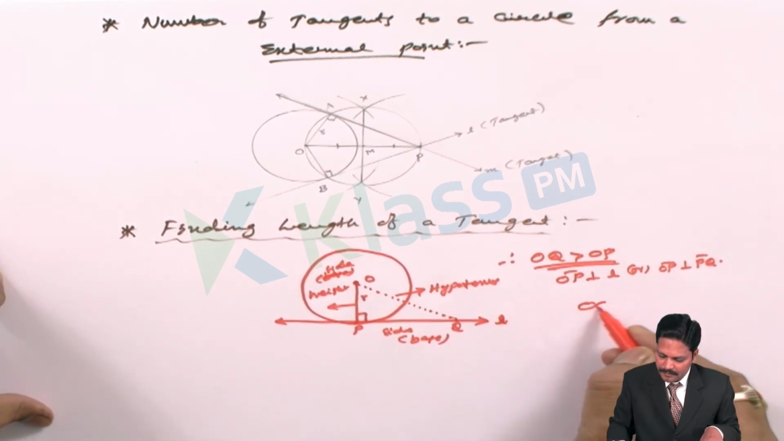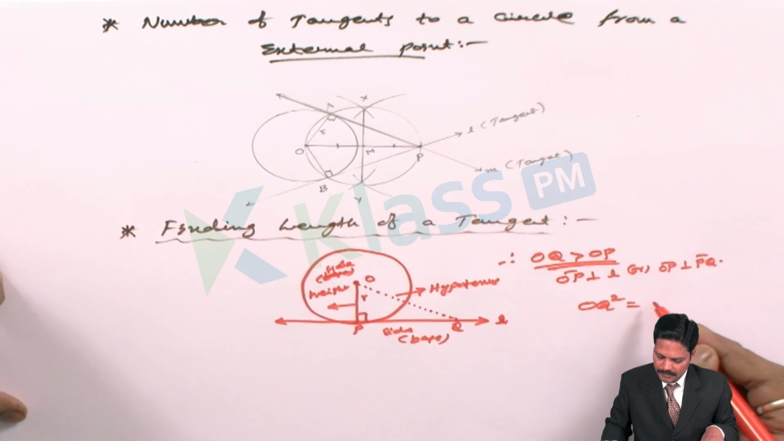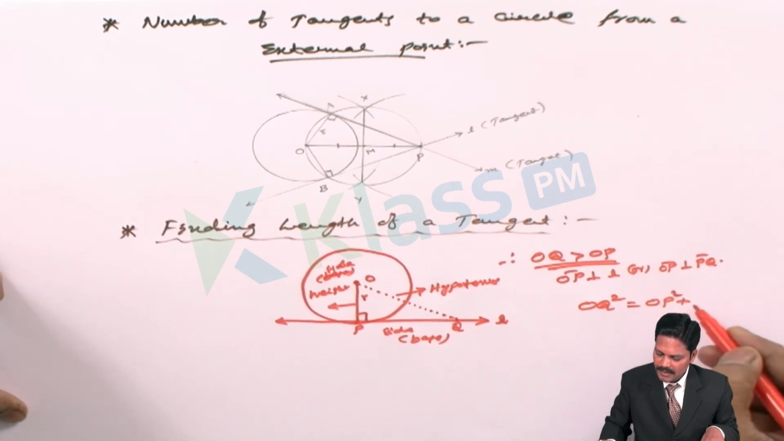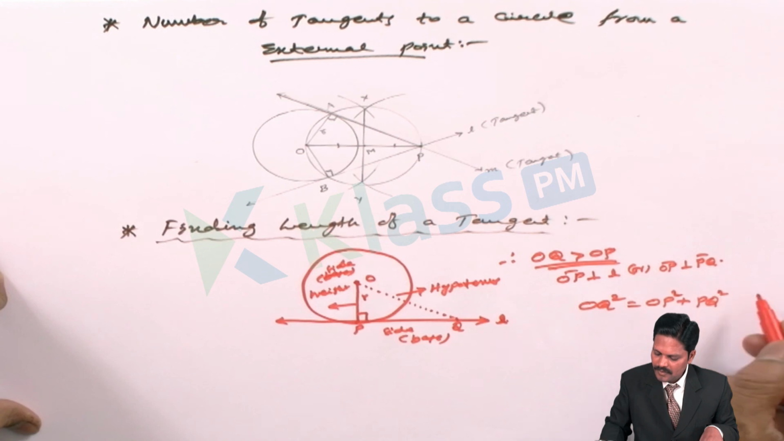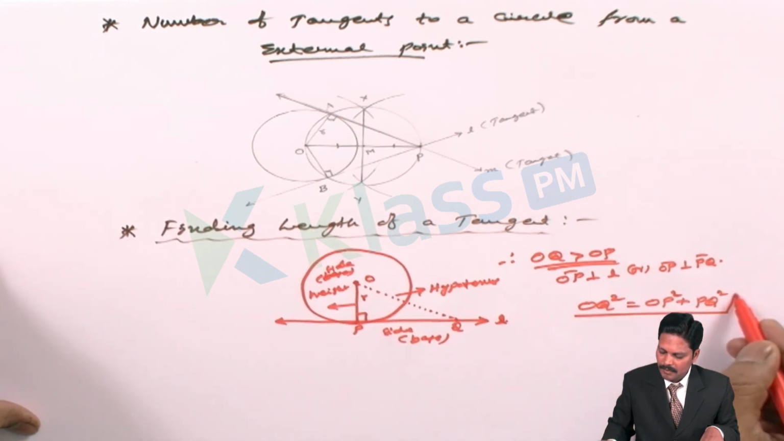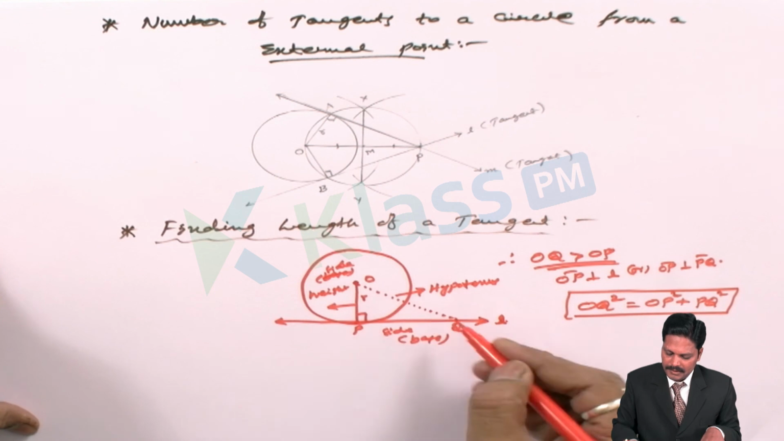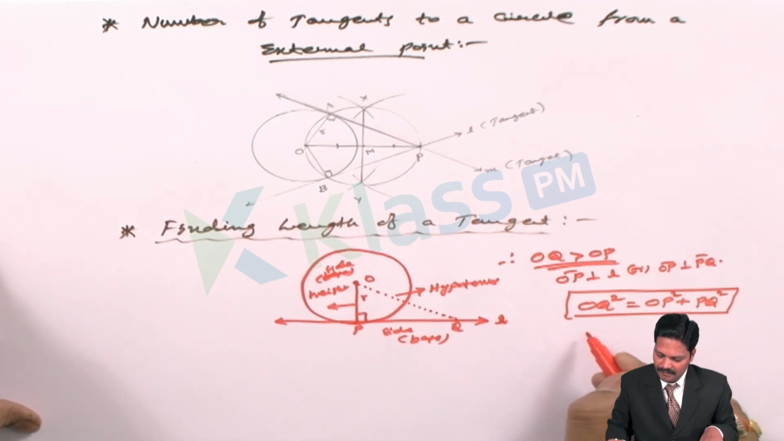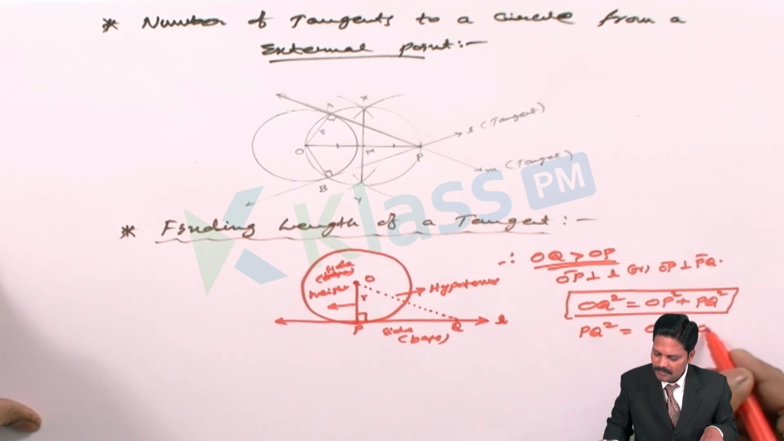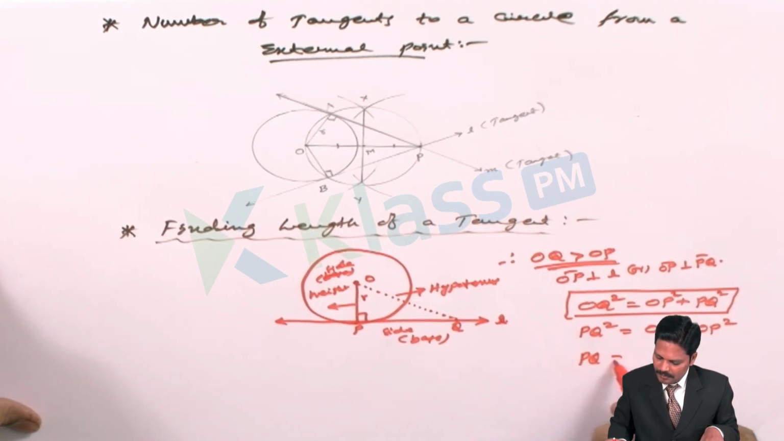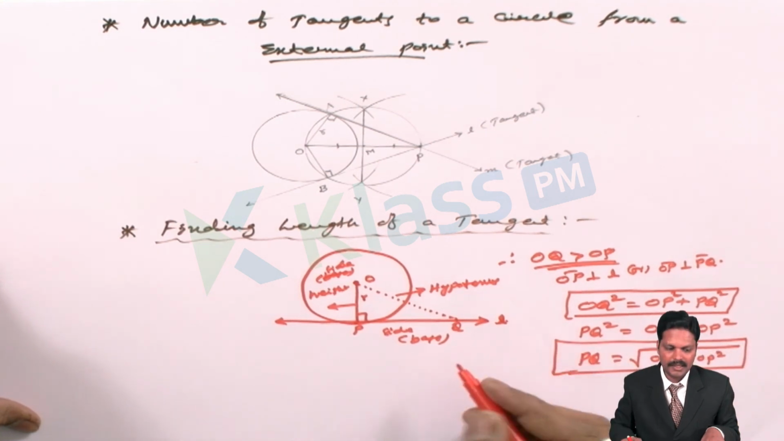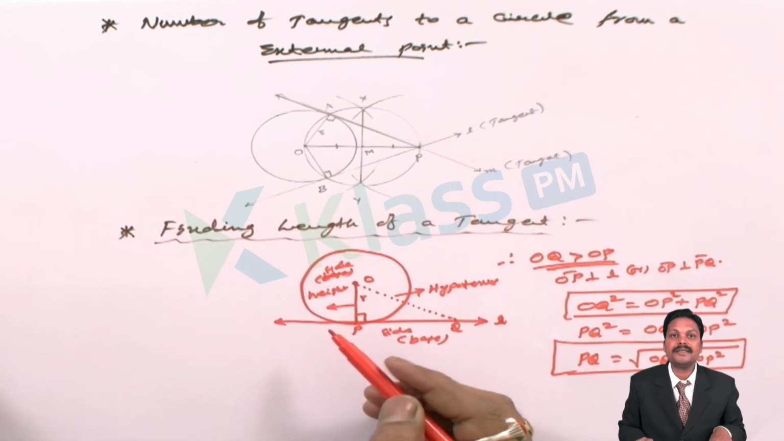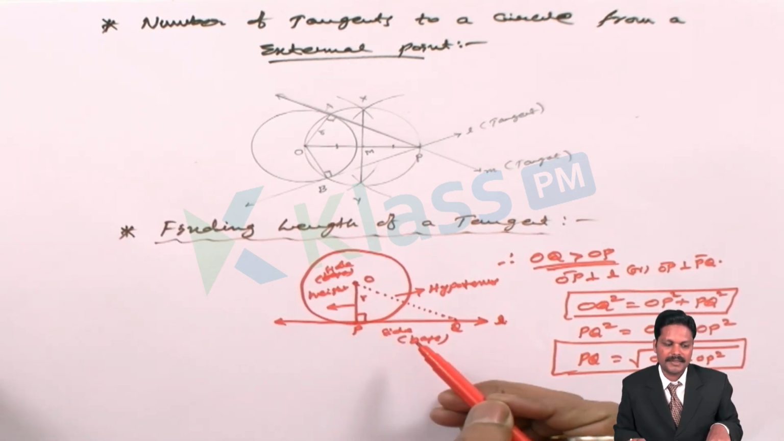Here we are taking OQ square is equal to OP square plus PQ square. So this is the Pythagorean proof we are having, and for the tangent, PQ square is equal to OQ square minus OP square, and PQ is equal to the square root of OQ square minus OP square. This is the way we can identify the length of the tangent by using the Pythagorean proof.